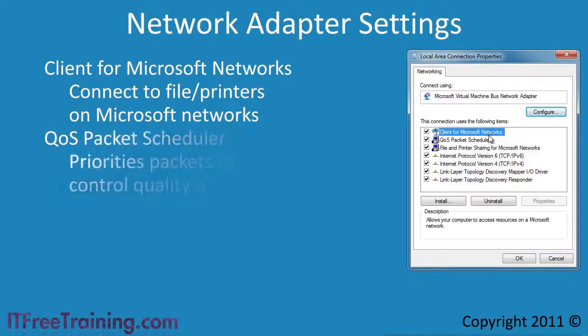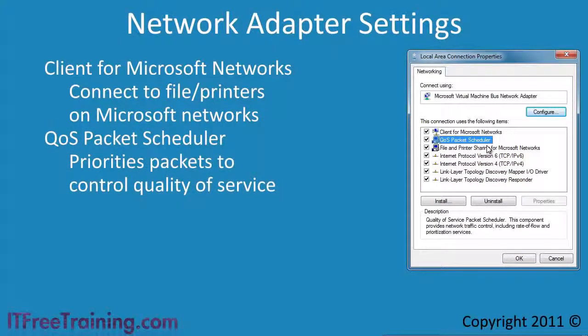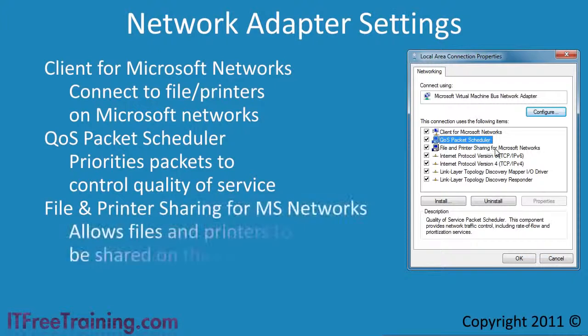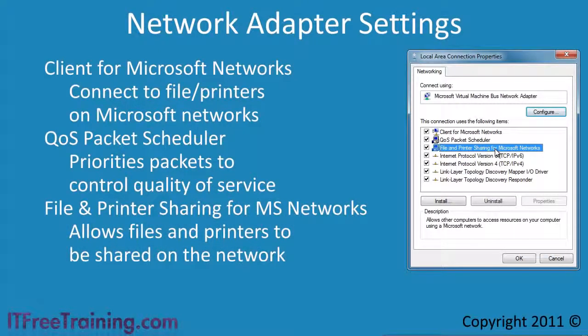Those listed next are the QoS Packet Scheduler and File and Printer Sharing for Microsoft Networks. These are services that interface with your network adapter. The QoS service attempts to manage your bandwidth more effectively so that time-critical services are not affected while large downloads are happening at the same time. File and printer sharing allows your files and printers to be shared on the network.